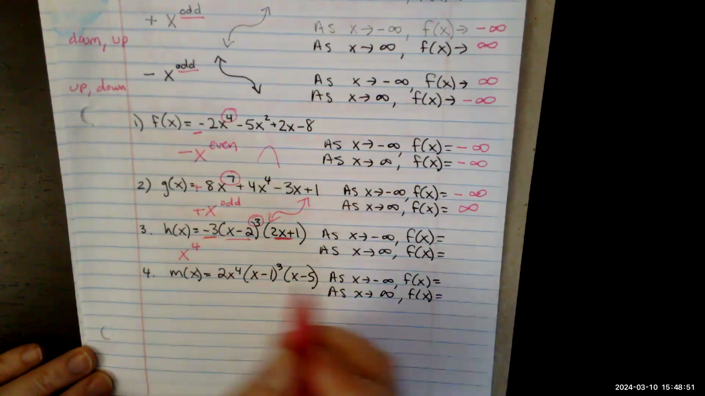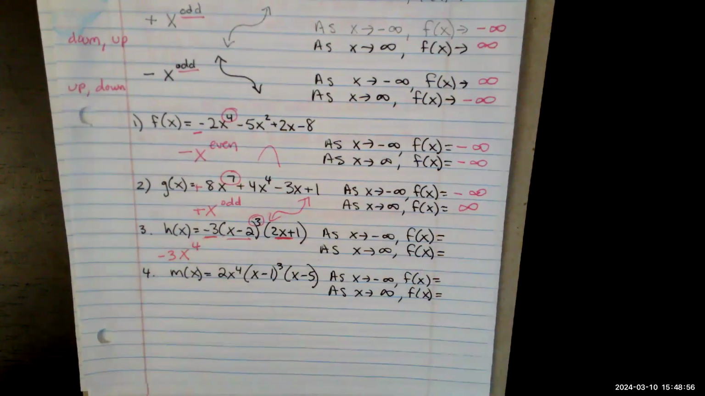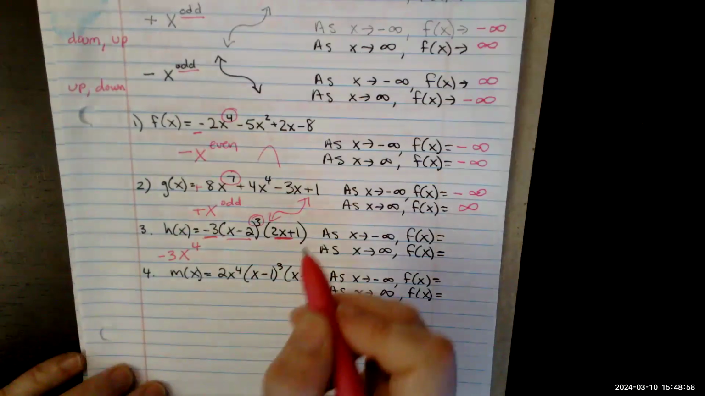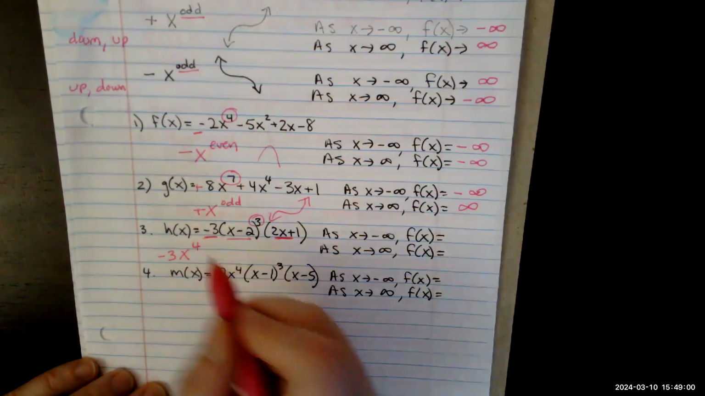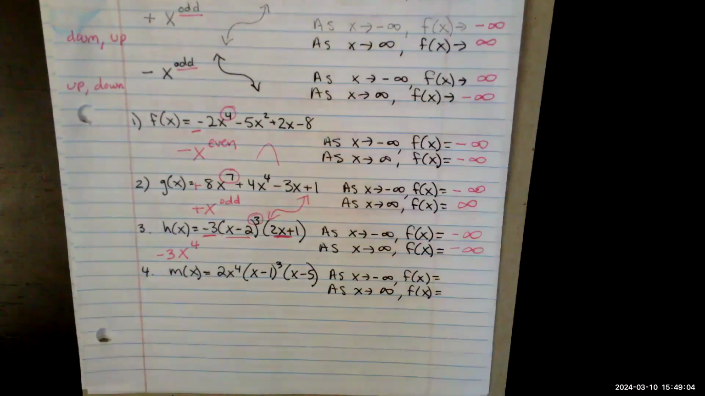And then your answer is going to be whatever is way out here, right? So I have a negative x to an even power. So that is down, down.